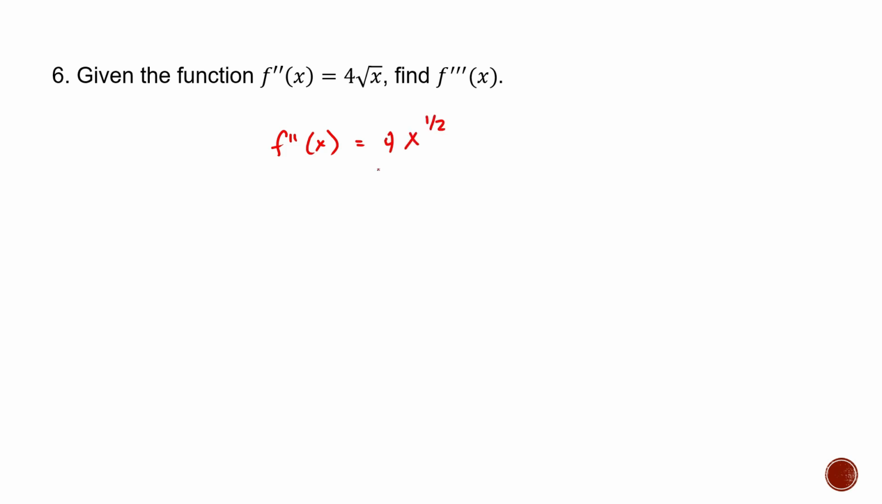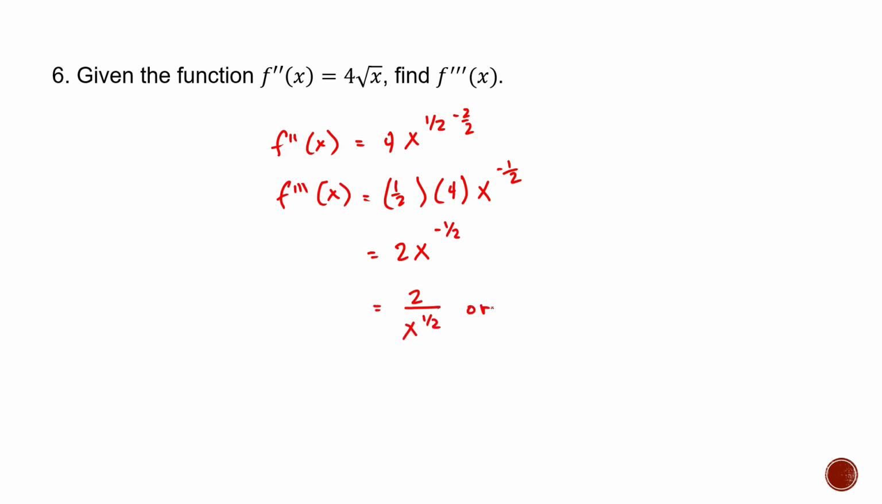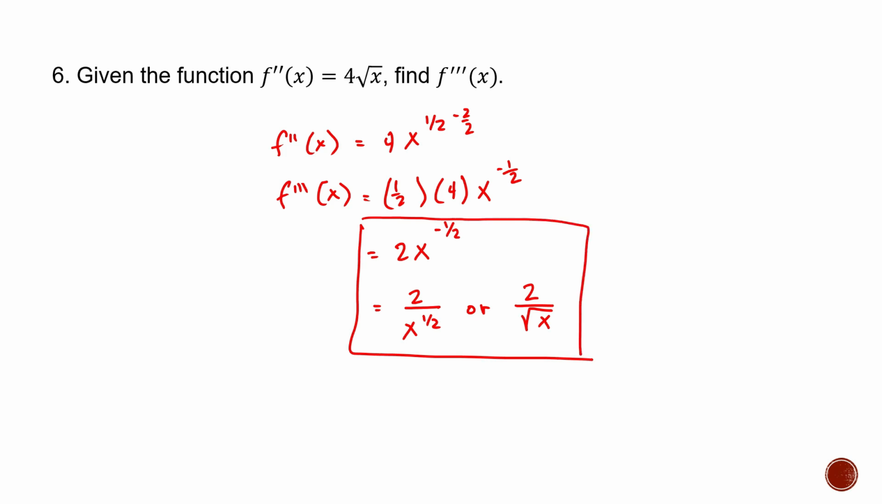4x raised to 1/2. So the third derivative is 1/2 times 4x, and then 1/2 minus 2 over 2, which is negative 1/2. 1/2 times 4 is equal to 2x raised to negative 1/2. If you want to make the exponent positive, this will be equal to 2 over x raised to 1/2, or 2 over square root of x. So actually, any of these three is acceptable. It really depends on your teacher.